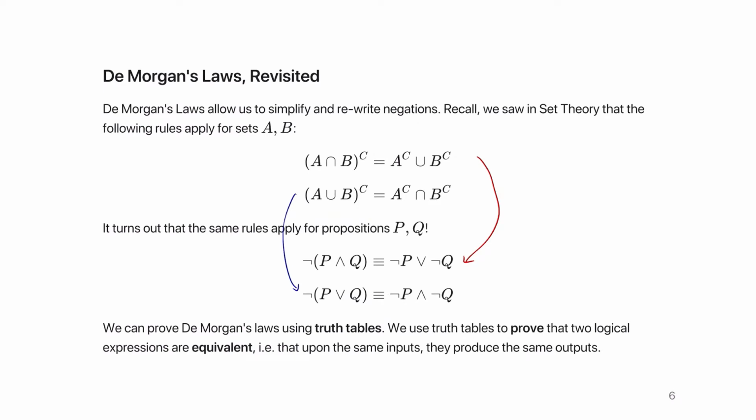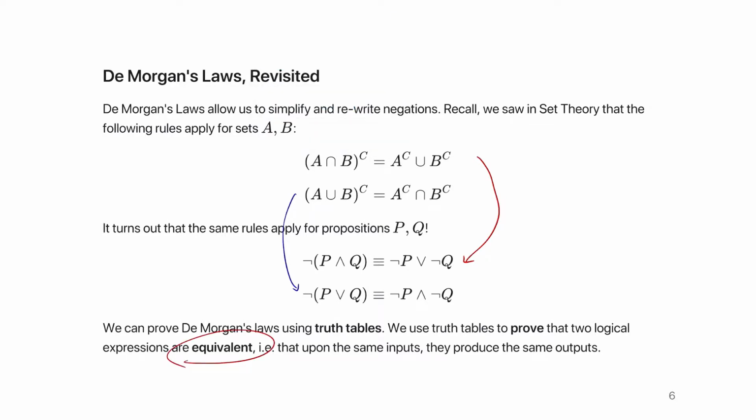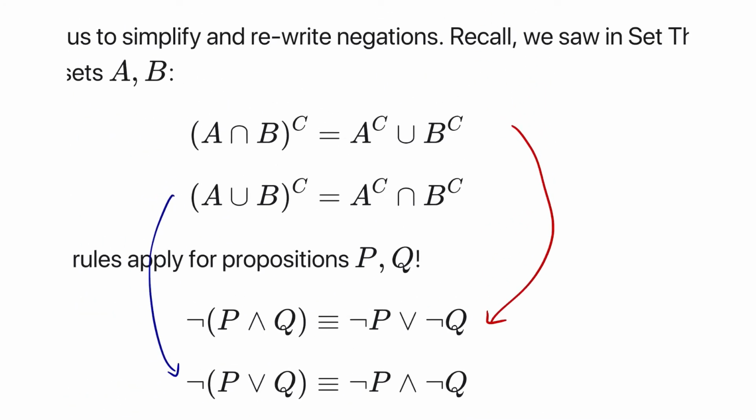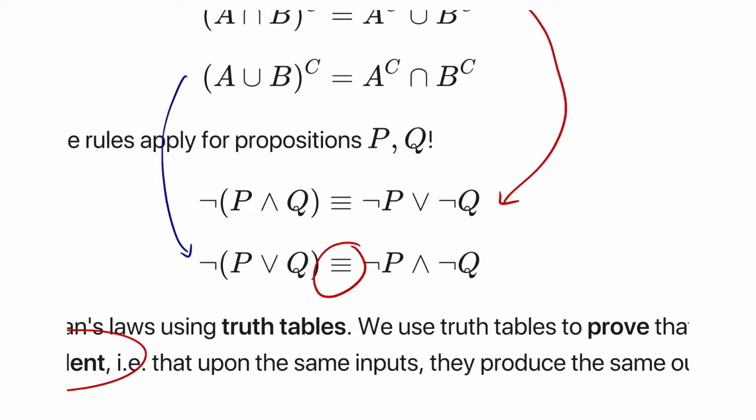Yeah? What's the difference between the upper equals sign and the lower equals sign? Yes. Great question. So in propositional logic, we talk about statements being equivalent. Whereas on the top, we're talking about two sets and saying that they're the exact same set. Okay, so we say that these two are equal. In propositional logic, this triple equal sign means equivalent.